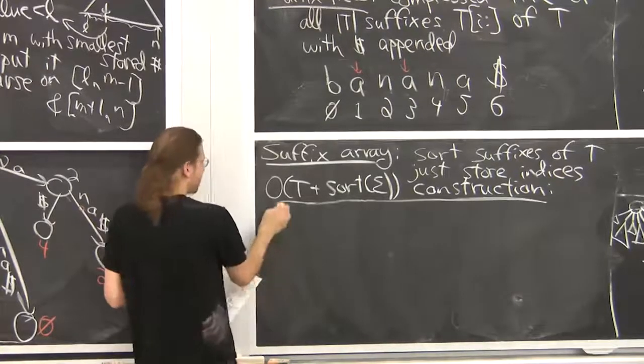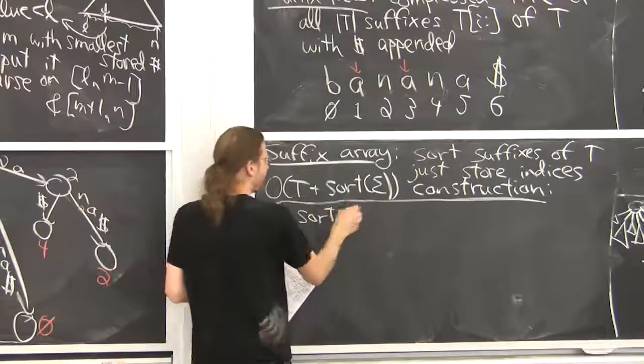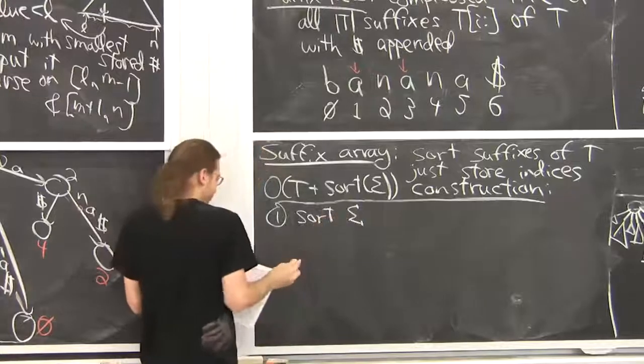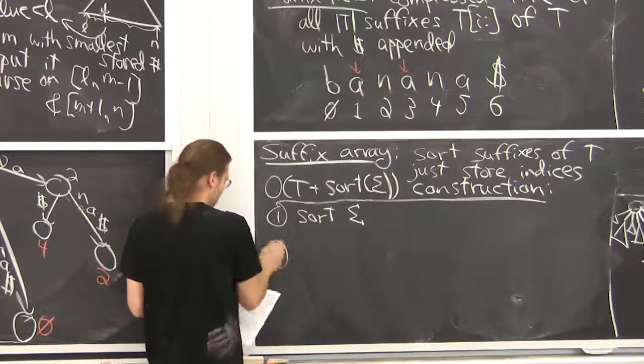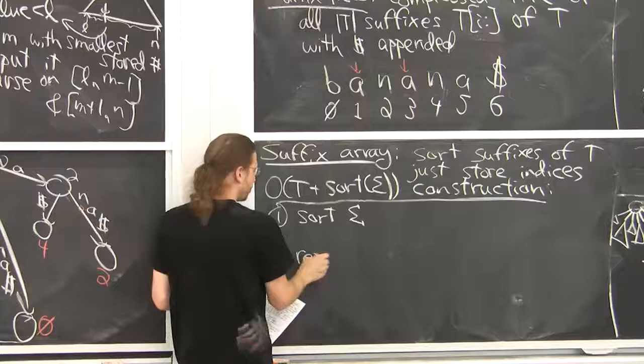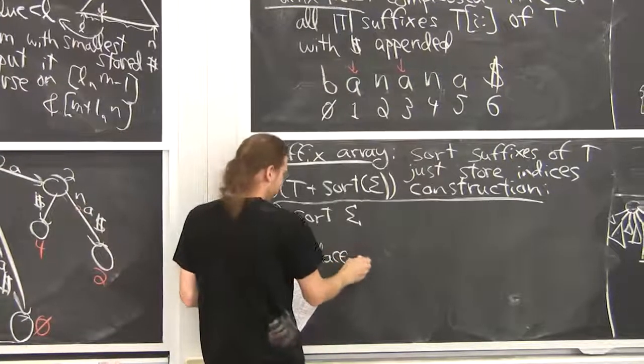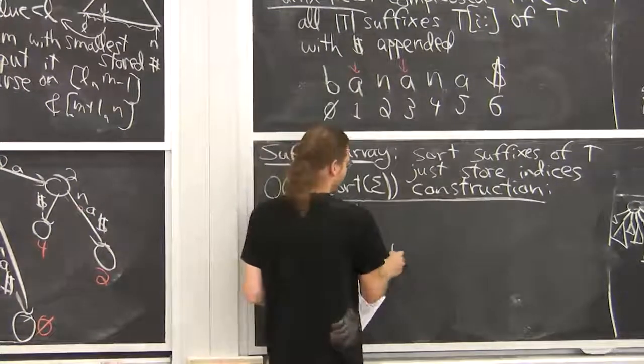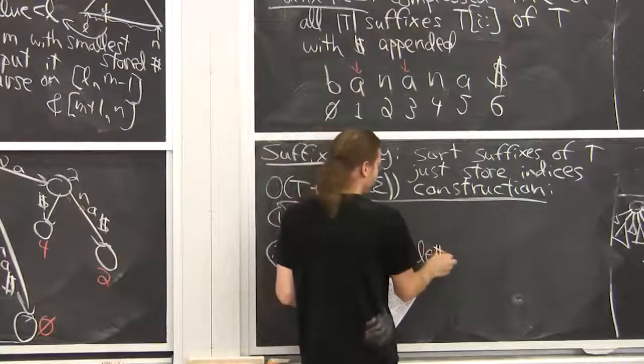Here's how we do it. First step, sort the alphabet. Okay, this will turn out to be more interesting than you might think. I'll come back to it. Second step, replace each letter by its index in the sorted order. This sounds boring, but it will be useful for later.